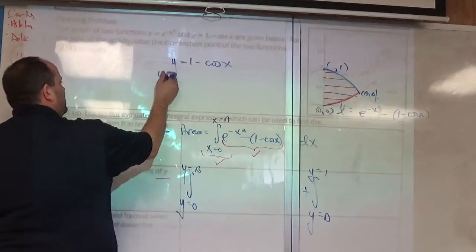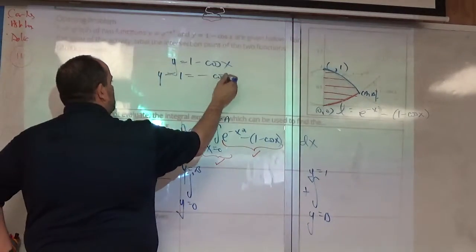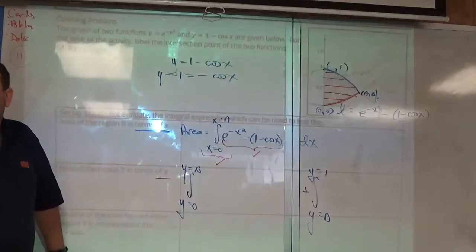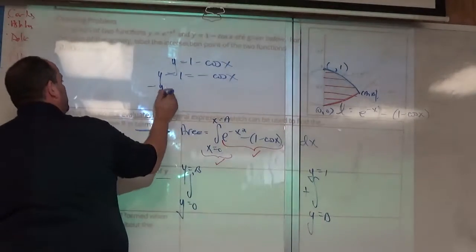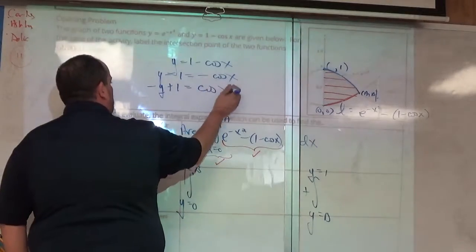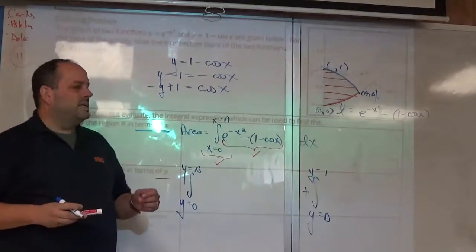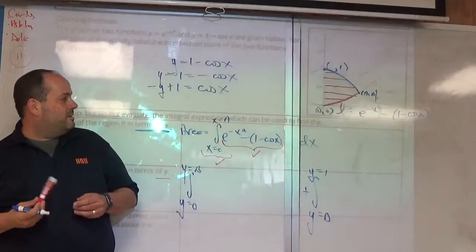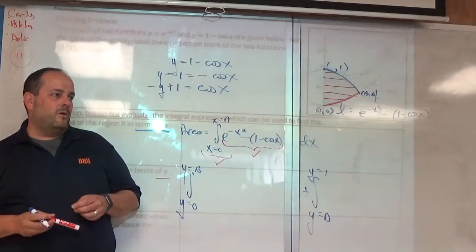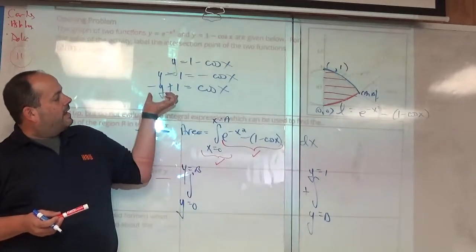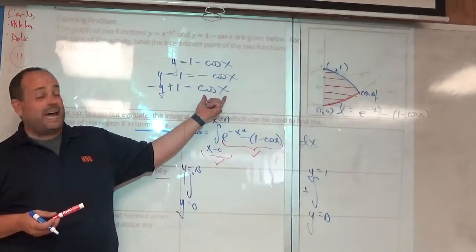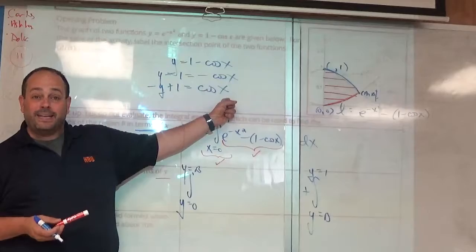Hopefully not too bad. You're going to say, okay, y minus 1 equals negative cosine. Next thing, divide by negative 1 or multiply by negative 1. So negative y plus 1 equals cosine. And now this is where your trig either comes shining through or it's a disappointing hot mess. Negative y plus 1 is equal to cosine of x. I want to get the x by itself.